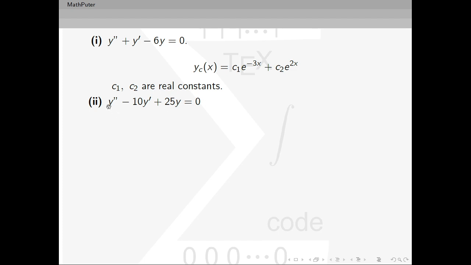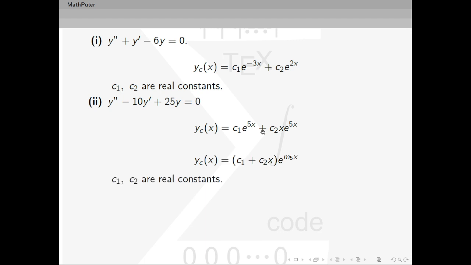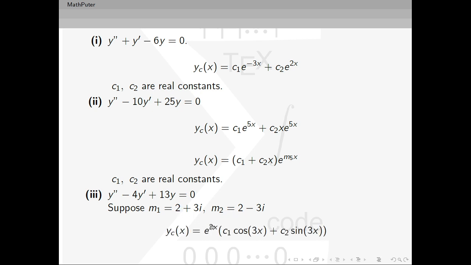The second example was y double dash minus 10y dash plus 25y equal to 0. We have already discussed that it has equal roots 5 and 5. So for equal roots, we apply case number 2. So it will be c1 e raised to 5x plus c2 x e raised to 5x. If you want, you can take e raised to 5x common. The third example, y double dash minus 4y dash plus 13y equal to 0, has the roots 2 plus 3i and 2 minus 3i. So the real part is 2, which gives e raised to 2x, then c1 cos 3x and c2 sin 3x. We have other examples also.